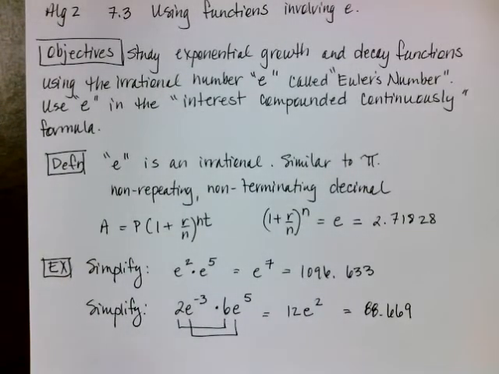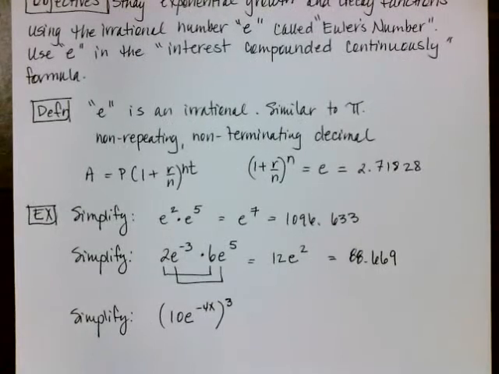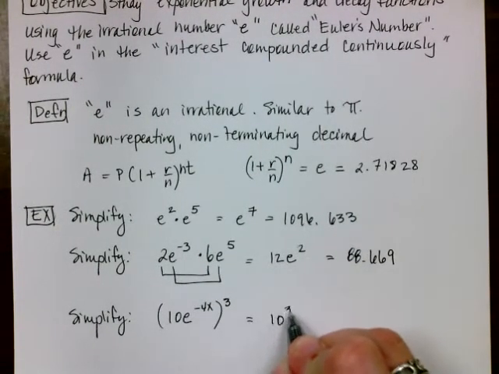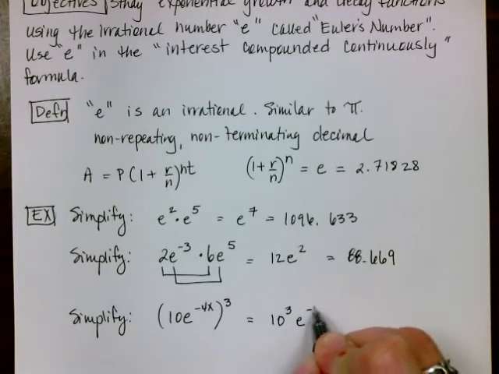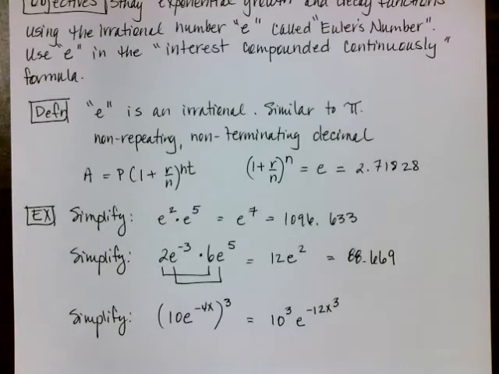One more of these. Again, it's going to say to simplify, and I'm going to have 10e to the negative 4x, raised to the third. Remember, a power to a power is multiply. So this is going to be 10 to the third times e to the negative 12x, and then x to the third, because the 3 applies to everything.